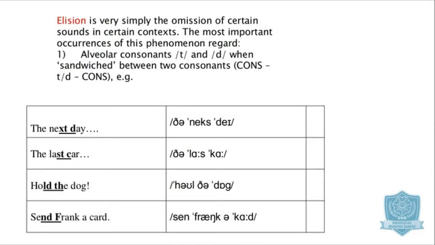Basically, elision is very simply the omission of certain sounds in a certain context. Well, the most important occurrence of this phenomenon regards the alveolar consonants T and D, when they are sandwiched between consonants. The example is like next day. You can say next day. There is an omission here. And then the last car, hold the dog, San Francisco car.